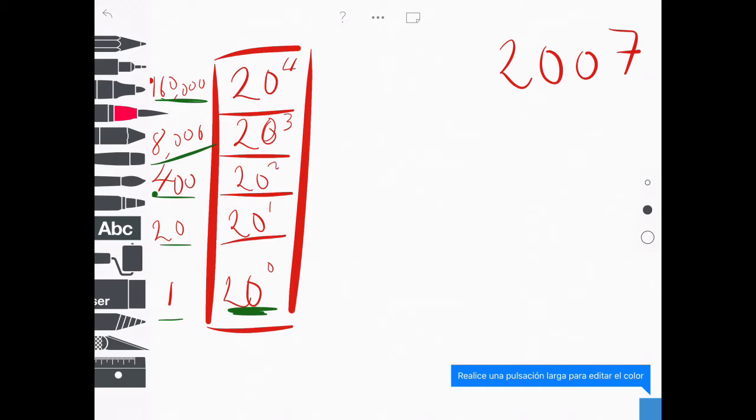So if you are from the year 2007, well, 2007 is smaller than 8,000, right? So we need to work within this box over here. We're going to work here because in the next box, the one that is about 8,000, well, we only have 2,000, so there is no point in using 8,000, sorry. So how many times do I need to multiply 400 in order to get 2,000? Well, it is really easy because it is only a 5, right?